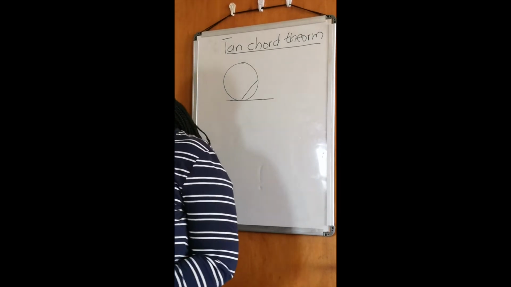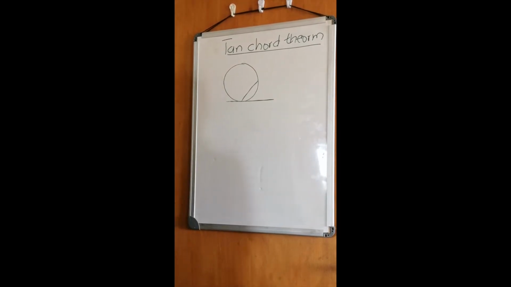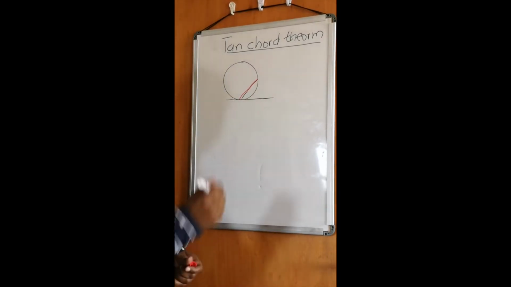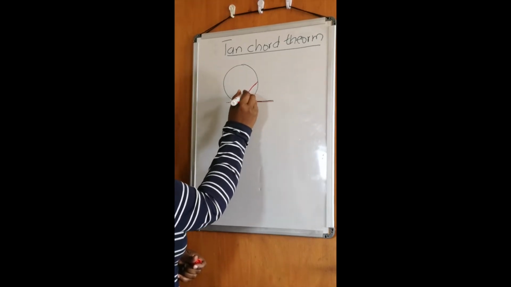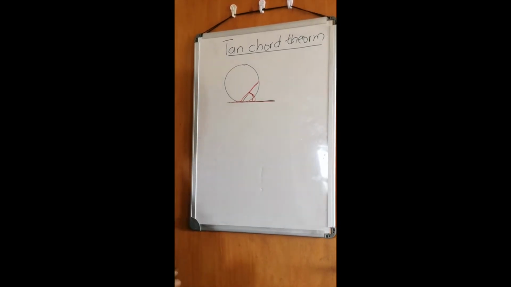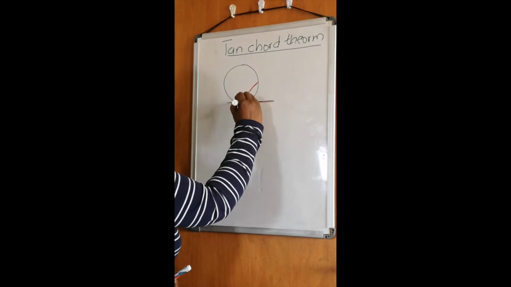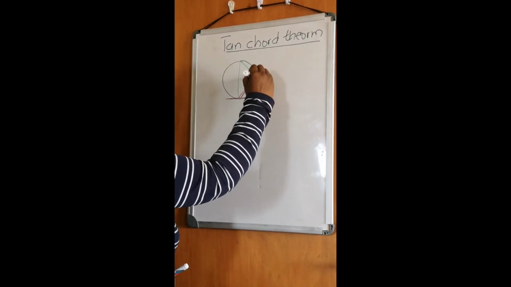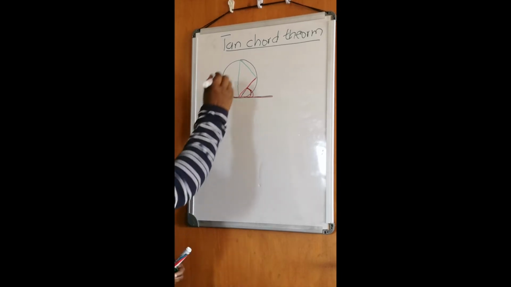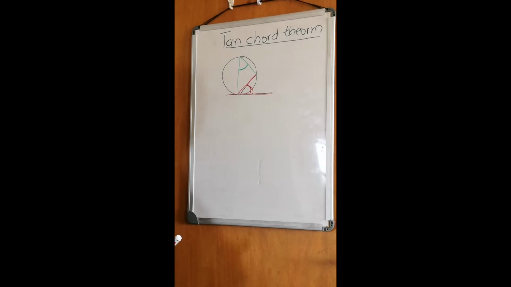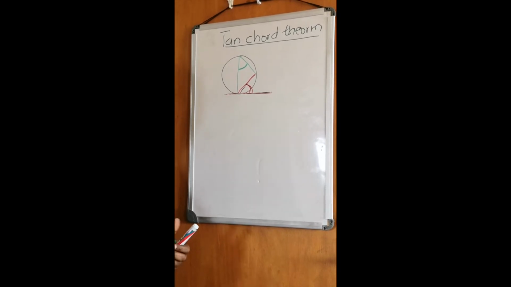Now, the angle between the tangent and the chord, this is my chord, and that's my tangent. This angle that is formed here is the angle we're going to talk about. The other angle is the angle subtended by the chord, the angle that starts where the chord starts, goes to the circumference, and comes back to the chord. According to this theorem, these two angles are equal.